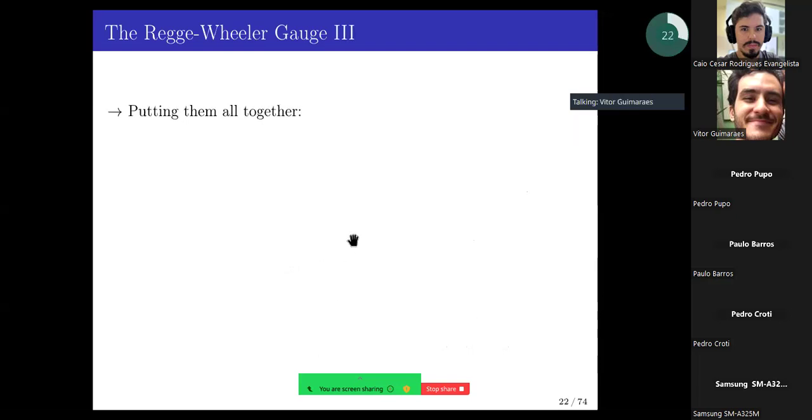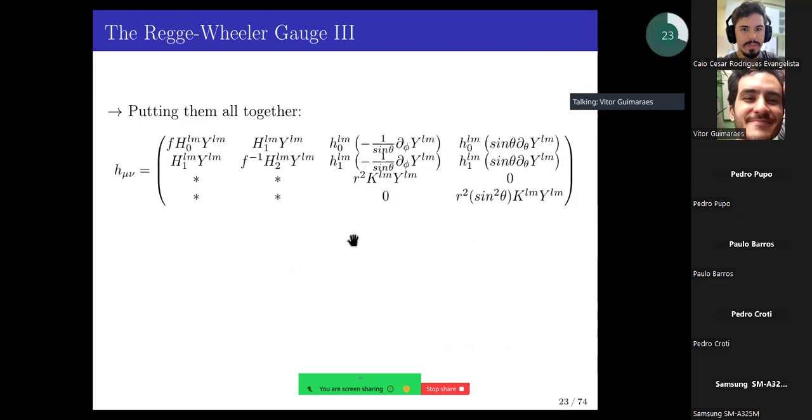Okay, putting them all together, we can reconstruct our metric perturbation, which will look like this. I know it seems a little bit scary, but bear with me. We're going to decompose it in a more friendly way in just a moment. I just put this here so you can look.